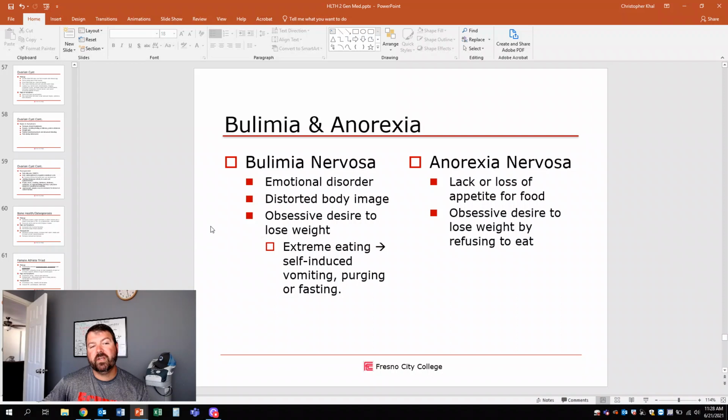And the difference between bulimia and anorexia. Bulimia nervosa is an emotional disorder, distorted body image, excessive desire to lose weight. So extreme eating followed by self-induced purging. And anorexia is lack of or loss of appetite for food, obsessive desire to lose weight by refusing to eat.